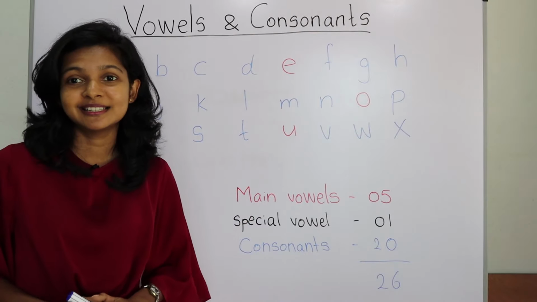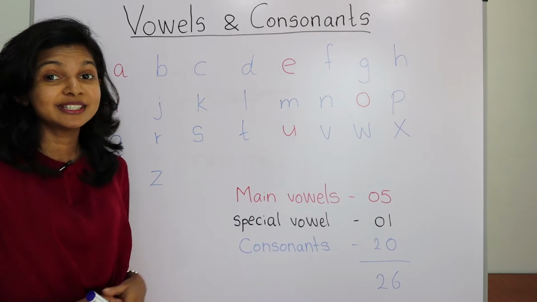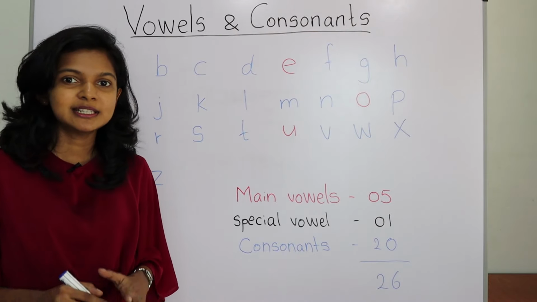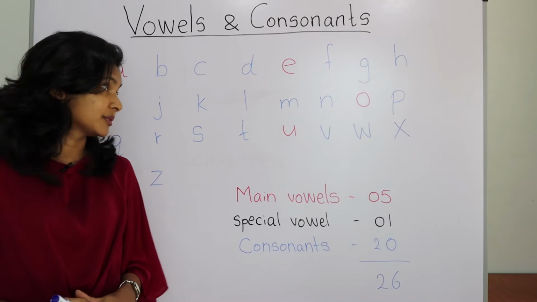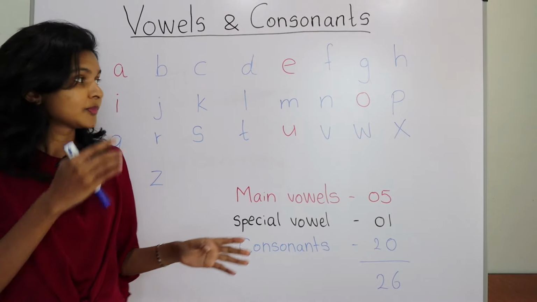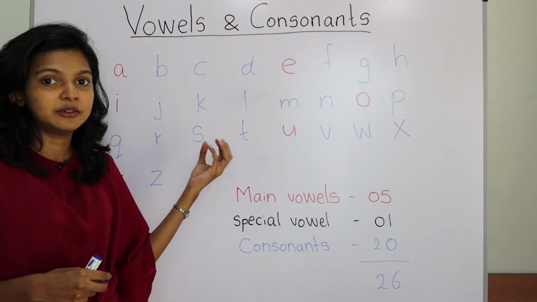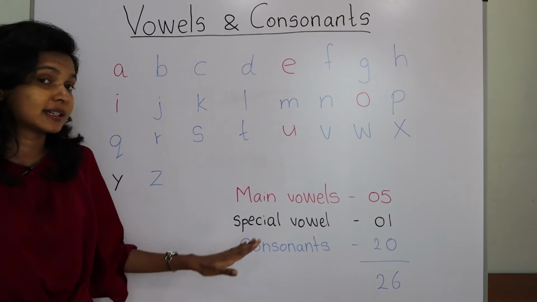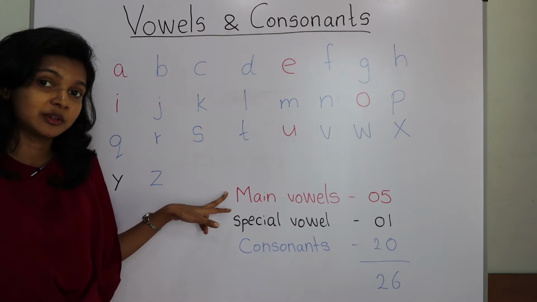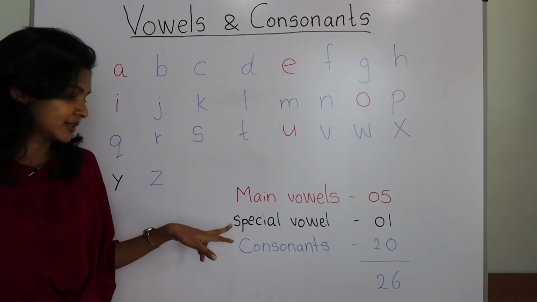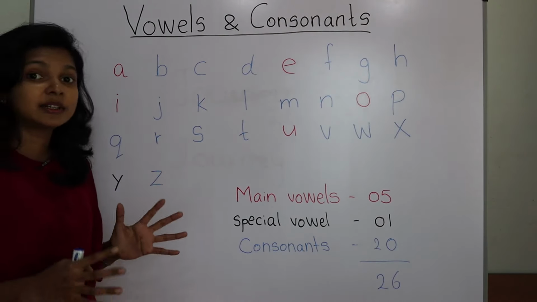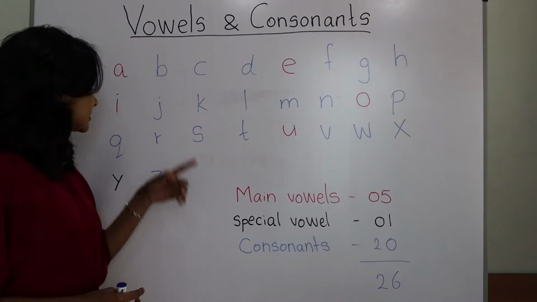So my first lesson is going to be about vowels and consonants. Now we already know there are 26 letters in the English alphabet starting from A to Z. So based on the way we make the sound of these letters, there's a categorization called main vowels, special vowel and consonants. Let's see now what are the vowels in the English alphabet.